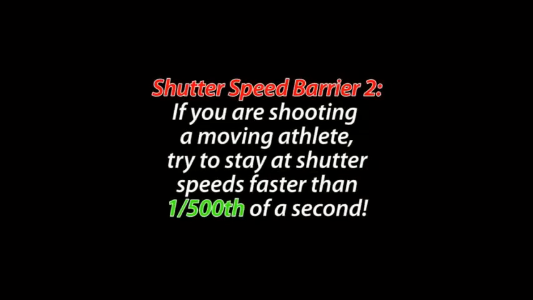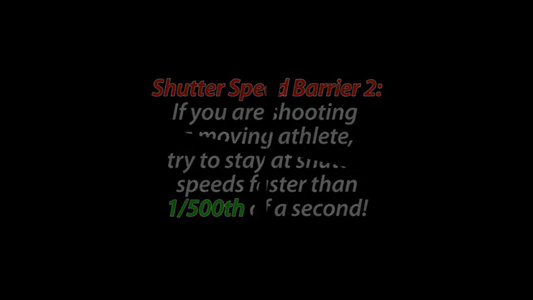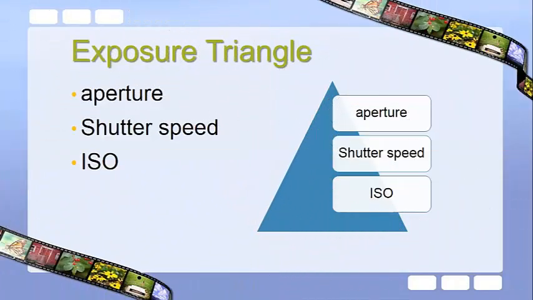If you're shooting a moving athlete, usually 1/500th of a second will be enough to freeze the action. It really depends on what you're trying to do, but for beginners, keep this in mind, 1/500th of a second for moving athletes. The last factor in the exposure triangle is ISO. ISO stands for International Standards Organization, and it refers to the industry norm for sensitivity of emulsion-based film.